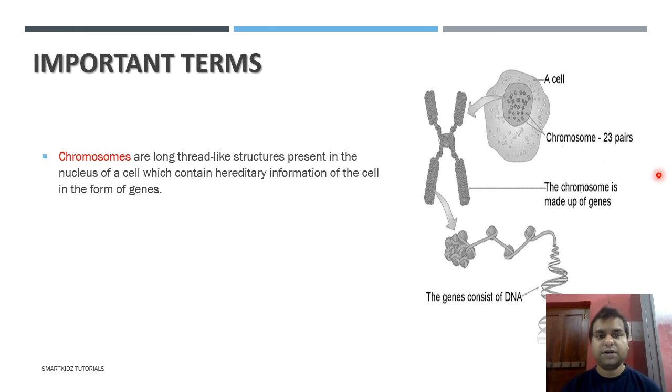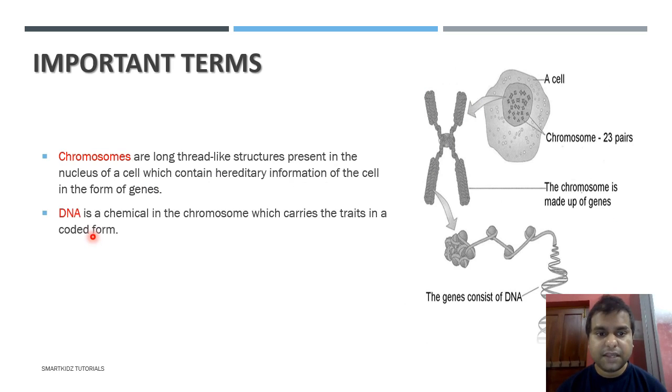Learning about important terms: chromosomes. Chromosomes are long, thread-like structures. This is how chromosomes look. They are at the metaphase stage. You don't have to learn about all that, but these are two pairs of chromosomes together. Long thread-like chromosomes are present in the nucleus of the cell, which contain hereditary information of the cell in the form of genes. Then you have DNA, a chemical in the chromosome which carries the traits in a coded form.